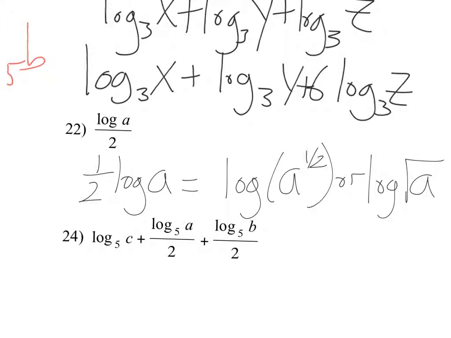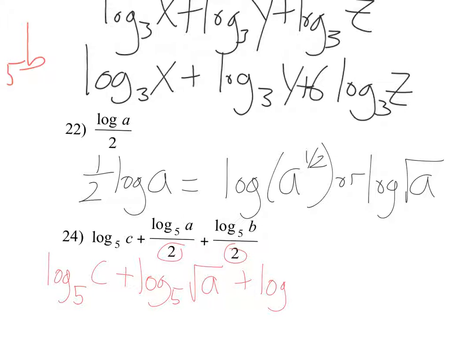24, I'm going to begin in a similar fashion. I'm going to convert these two guys to write this as log base 5 of c. That could be a half exponent or a square root. I'll do a square root. Log base 5 of the square root of a plus log base 5 of the square root of b.